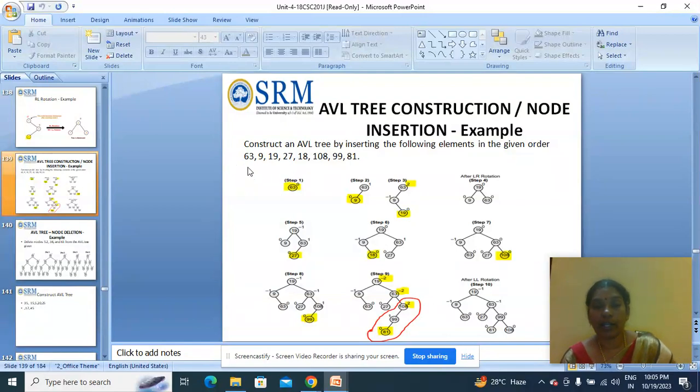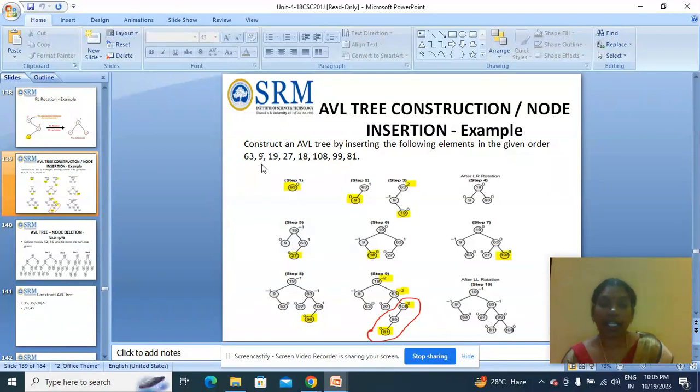So now let us take the first value, 63, and the initial tree is empty. So this is the first node of the tree, the root node. Once 63 is inserted, we have to check whether the tree is balanced or not. Here there is only one node in the tree, so it is a leaf node. There is no left and no right child. The balance factor is the height of the left subtree minus the height of the right subtree, so here it is 0. It is balanced, it is an AVL tree. There is no violation of the AVL tree property, so we can proceed to the next insertion.